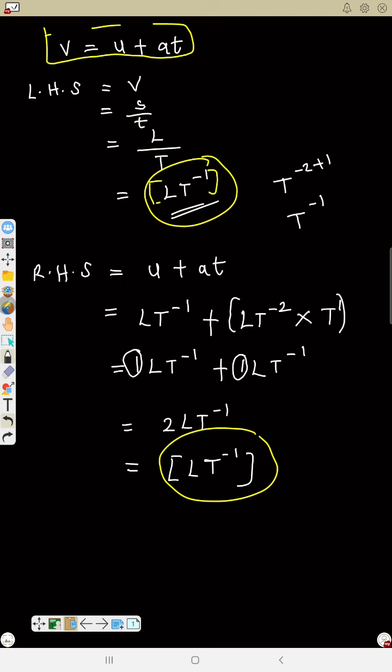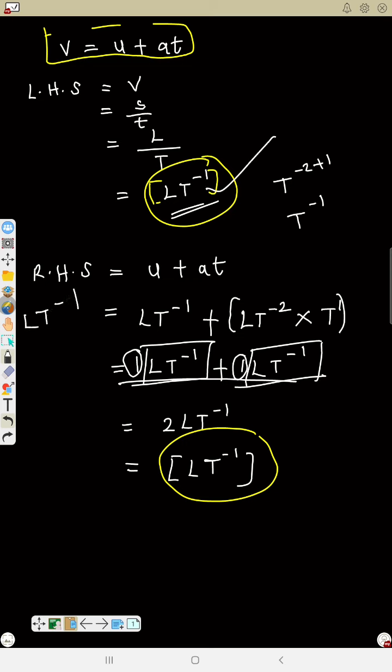You may not add these two together if you like, but you will know that since the dimension of this is LT raised to power minus 1, here too is LT raised to power minus 1, that means their result must also be LT raised to power minus 1, which is true. So that means it's dimensionally correct.